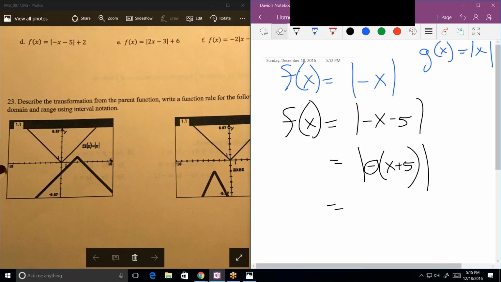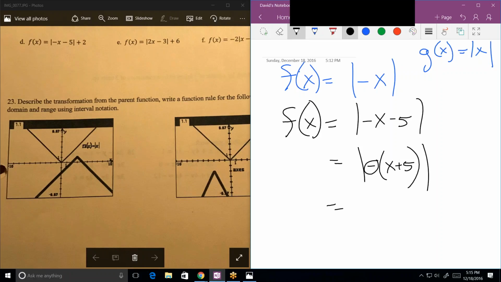Okay, you see why? Yeah, because it's a +5 in the parentheses. If that's a plus, then it's a shift to the left by that amount. If that's a minus, then it's a shift to the right by that amount. That makes sense.